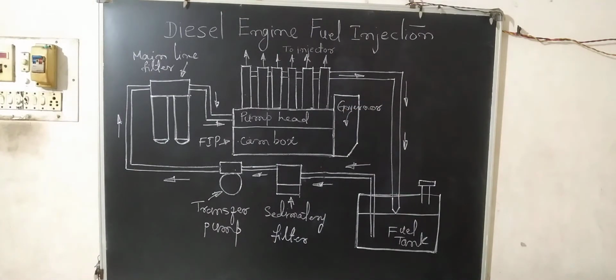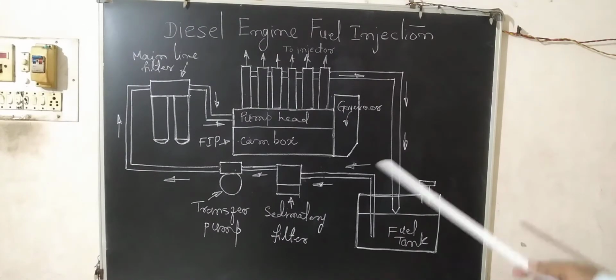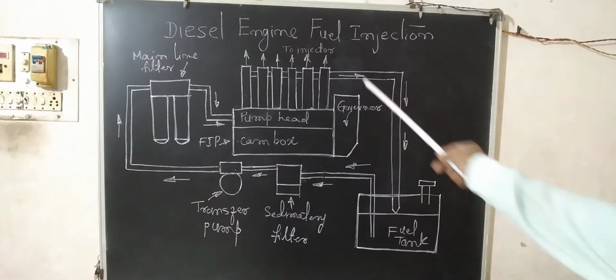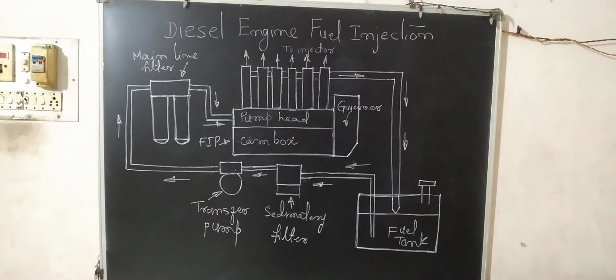This was developed in 1920 by Robert Bosch of Germany. Initially, they designed it, and later it was developed by American and British companies. So the diesel engine fuel injection pump plays a very important role, and its role is very important as far as fuel injection in the diesel is concerned.